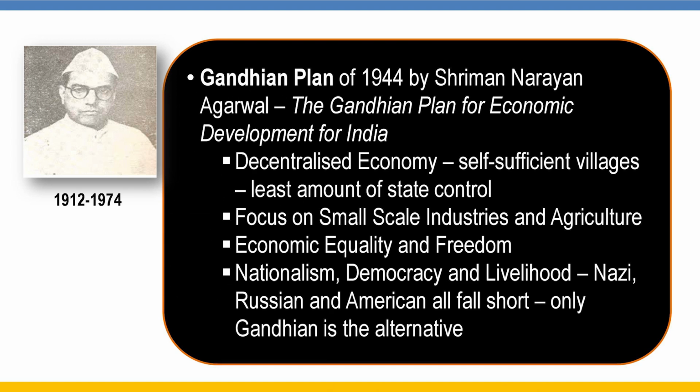And he said, very importantly, that you can have three things in this exercise. One is nationalism, the second is democracy, and the third is livelihood. He took the Nazi, that is German, Russian and American experiences, and argued that they cannot provide answers to all three. And only the Gandhian plan can be an alternative, providing all three together. I think that's the main point of this Gandhian plan.